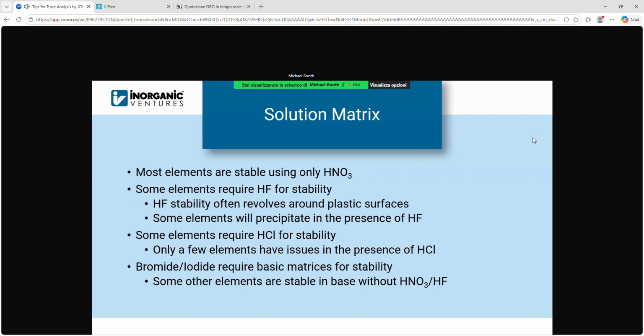If you can use HCl, a lot of elements are really happy in HCl. A couple will have issues with it, and we'll talk about that in more detail. But again, if you're using ICP OES and you're not worried about chloride interferences as opposed to ICP mass spec, then hydrochloric acid is a really good matrix. And we're going to show, again, next couple slides, you'll see that. If you're trying to measure bromide or iodide, that's where you really want to stay away from acidic matrices and switch over to basic matrices. You can get some of the other metals stable in a basic matrix as well, but bromide and iodide are really where you have to be careful. So let's dive into each of the matrices and start going through them one by one.